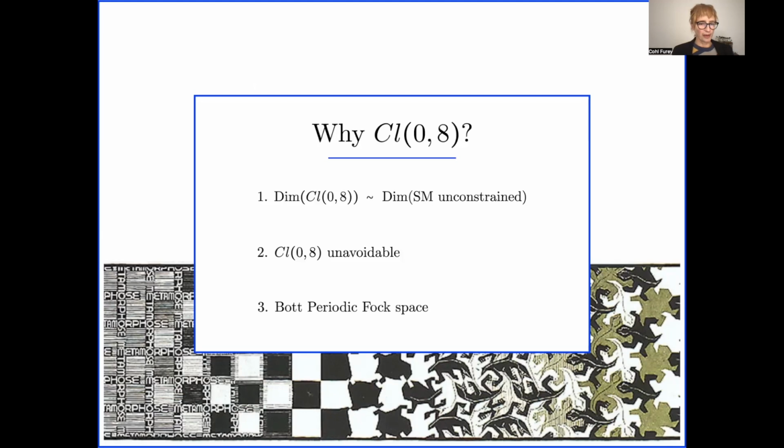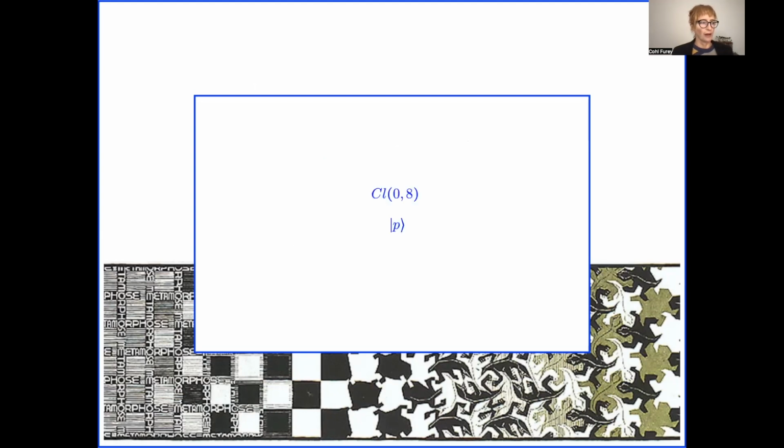Now, a third reason why I find CL8 interesting is because it looks, loosely speaking, like it might give us a natural incarnation of a Fock space. So let's say we can indeed describe a state in the Standard Model as an element of CL8. And this is what we're going to argue shortly. Then this would count as a one-particle state.